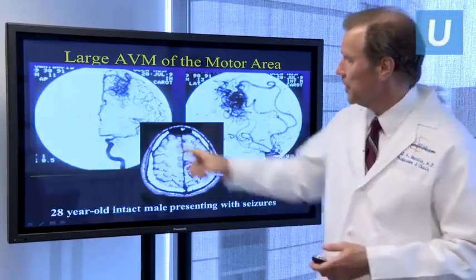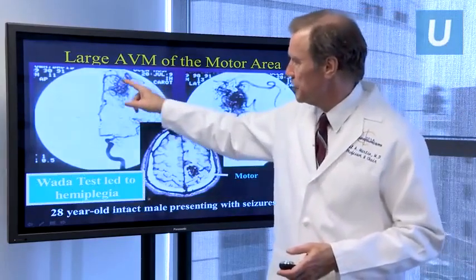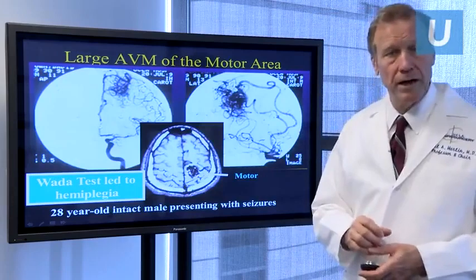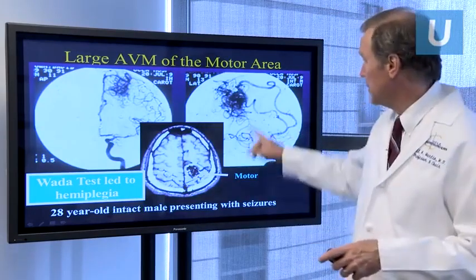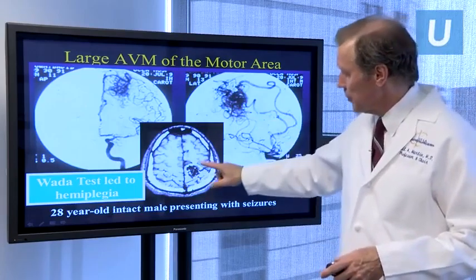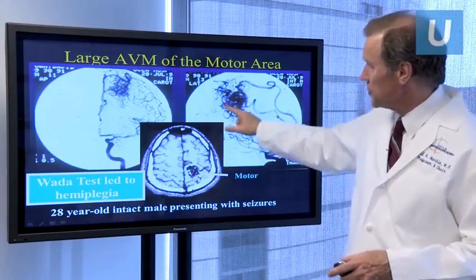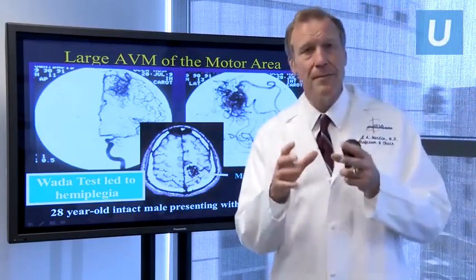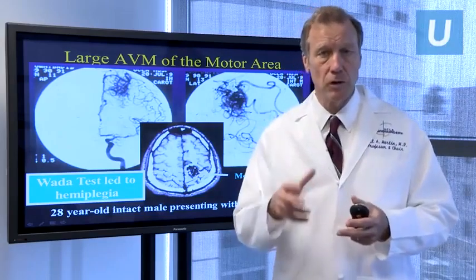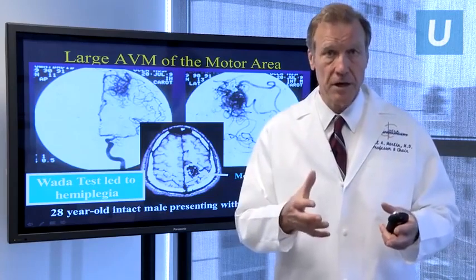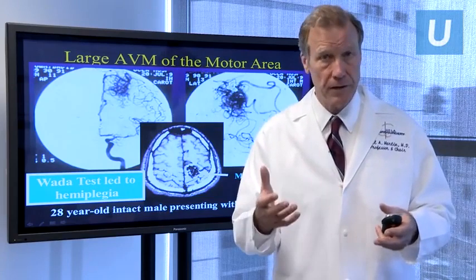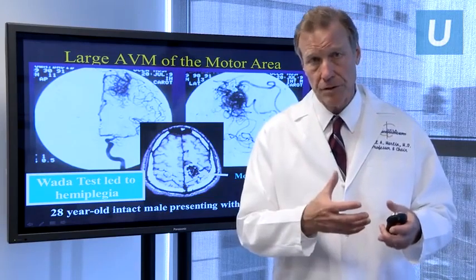Here's an example. Here's an arteriovenous malformation in a 28-year-old man who had no neurologic deficit, only headaches, and we found this AVM. We could see on the MRI scan and on the angiogram that this was located immediately adjacent to the area controlling his right arm and hand. Our concern was that any attempt to remove that AVM would leave him paralyzed and with a neurological disability.